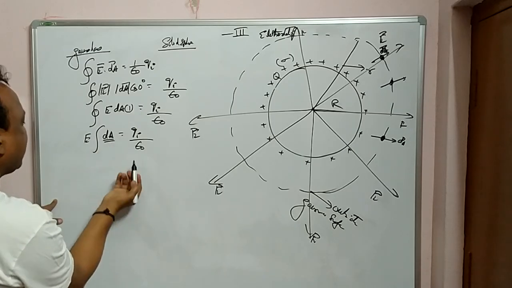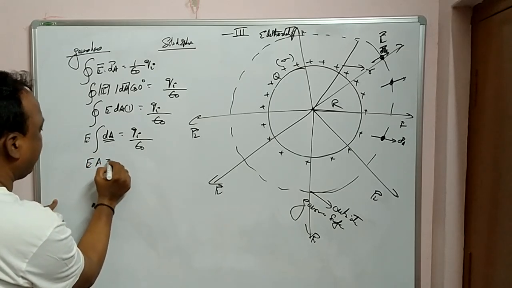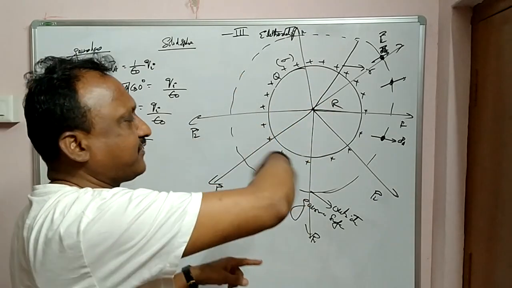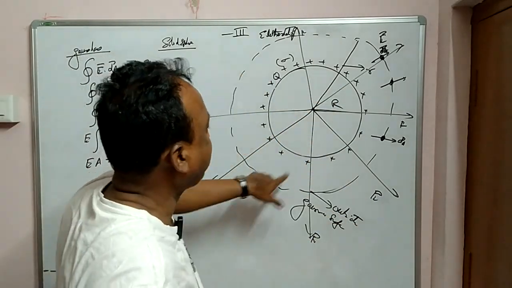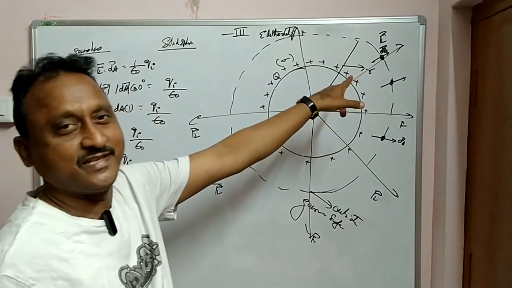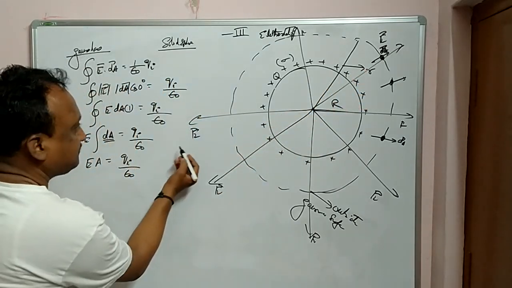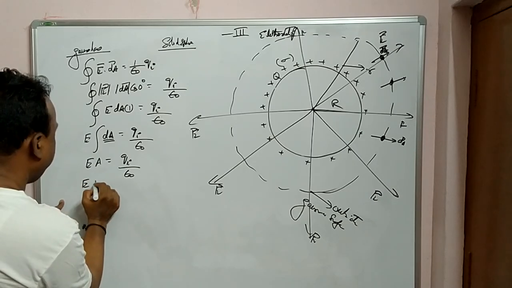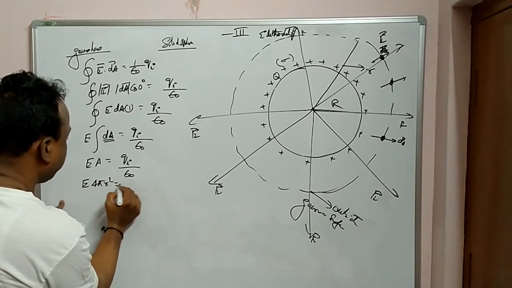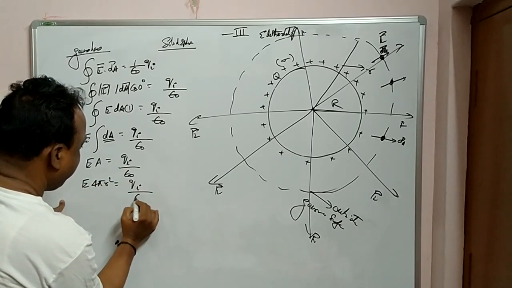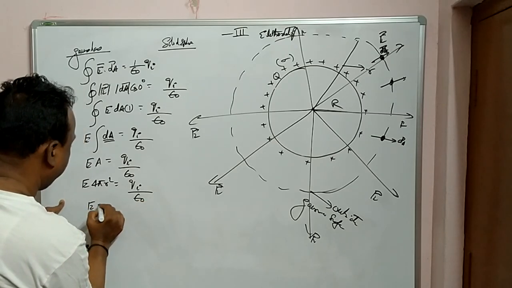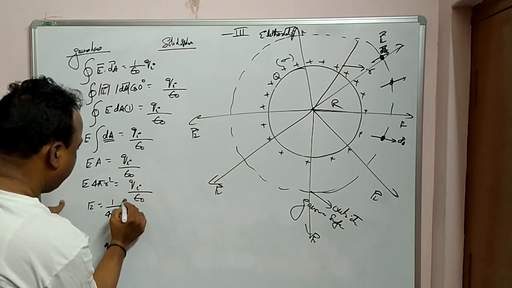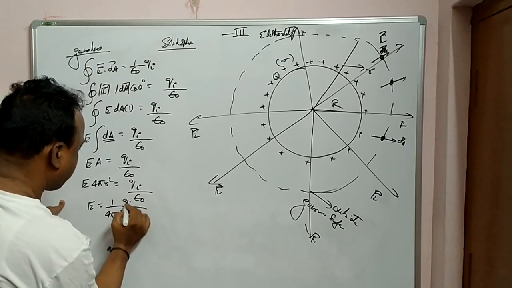Integral of dA becomes A. Therefore E into A is equal to q inside by epsilon naught. What is A here? The surface area of the sphere. What is the radius of the Gaussian surface we have taken outside? It is r. So put it here: E into 4 pi r square is equal to q inside by epsilon naught, or E is equal to 1 by 4 pi r square times q inside by epsilon naught.